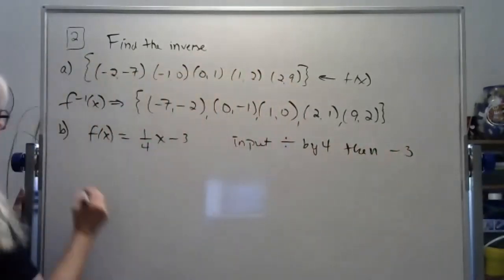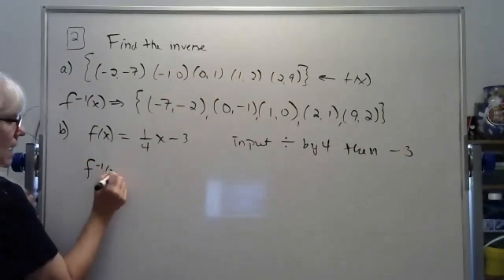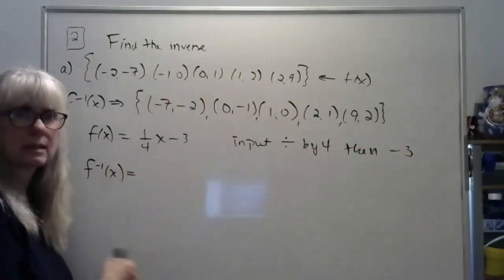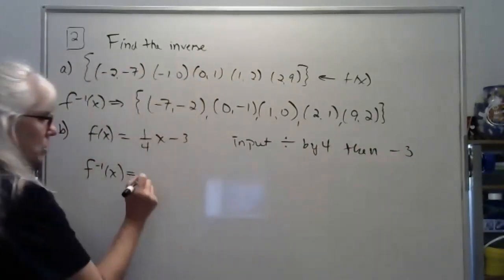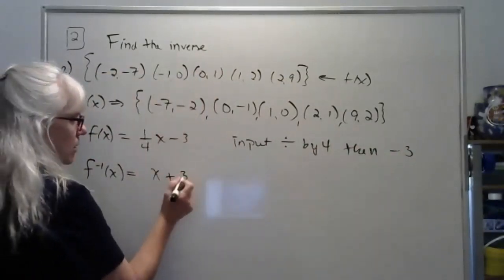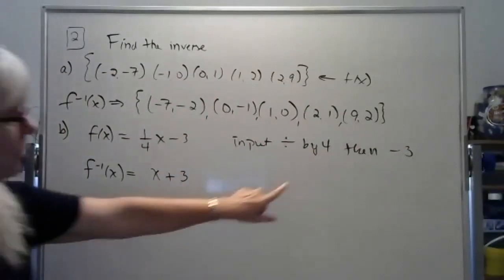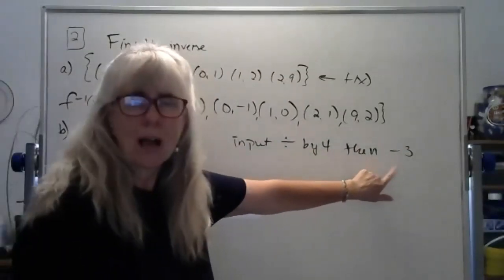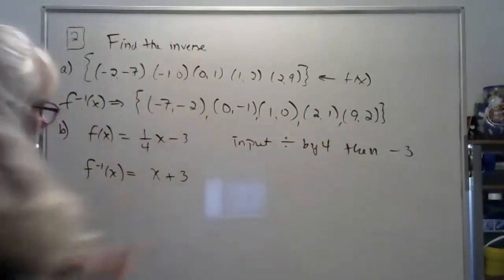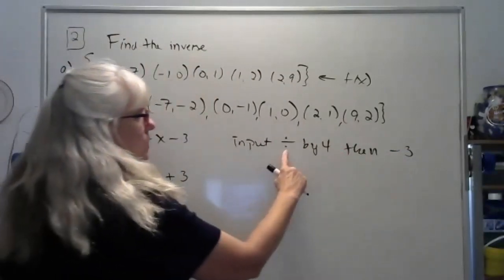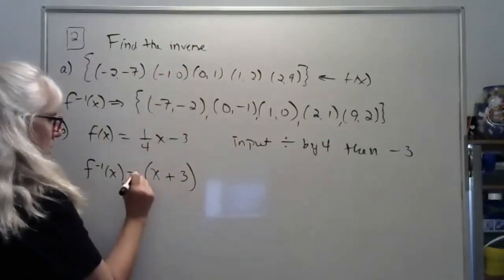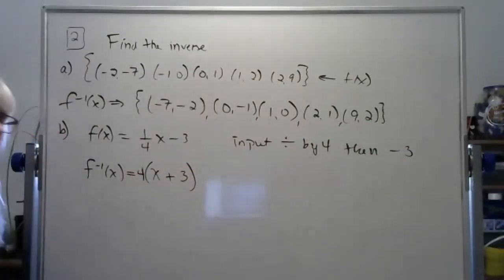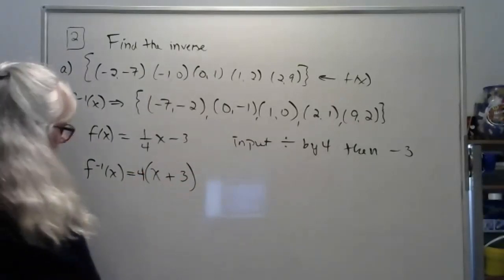So if I want to find the inverse function, I have to do it in the opposite order. Again, shoes and socks. So the very first thing we're going to do is take our input, which is x, and add 3. We have to undo the subtracting 3 by adding 3. And then we're going to undo the division by 4 by multiplying by 4. So I'm going to put the entire thing in parentheses and put in a 4. So I have 4 times the quantity x plus 3.